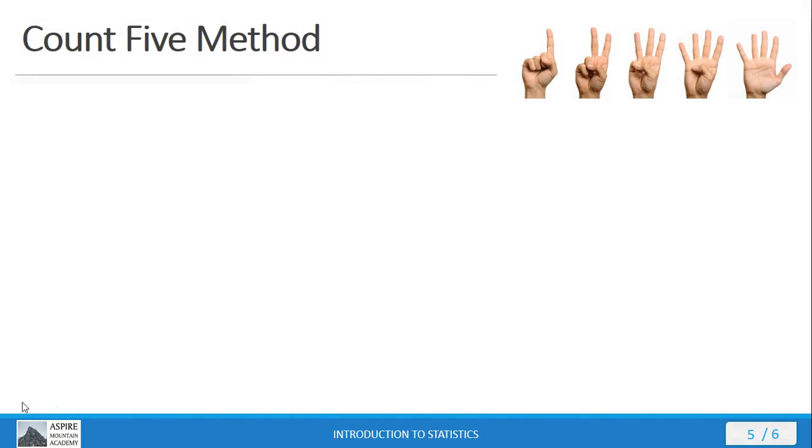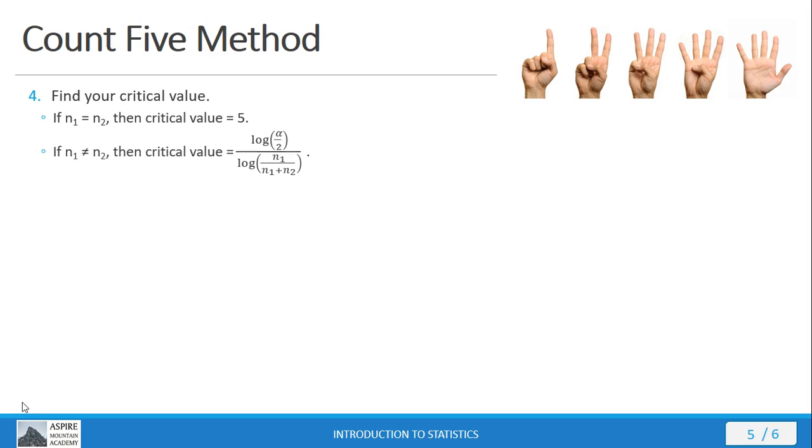We can move on to the next step of the Count 5 method, which is to find the critical value. There are two ways this can work out. If we have equal sample sizes, like we do in this example, the critical value is just going to be 5. If the sample sizes are not equal, then we have to use this monstrosity of an expression to calculate the critical value. Fortunately for us, our critical value is going to be 5 because our sample sizes are the same. So there's no need to use that monstrous expression.